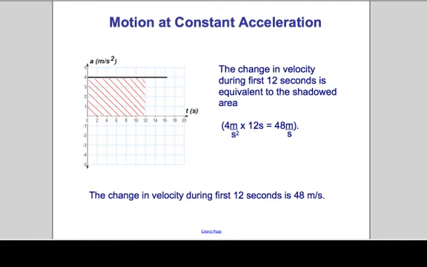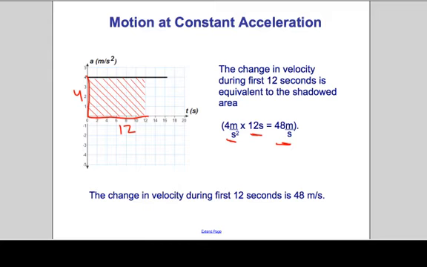So again, if we're interested in finding the delta V, or the change in velocity we experience, we can take the product of the acceleration, which is 4, times the time, which is 12, and 4 meters per second squared times 12 seconds gives us 48 meters per second of delta V.